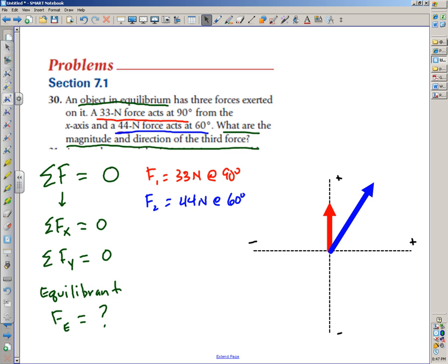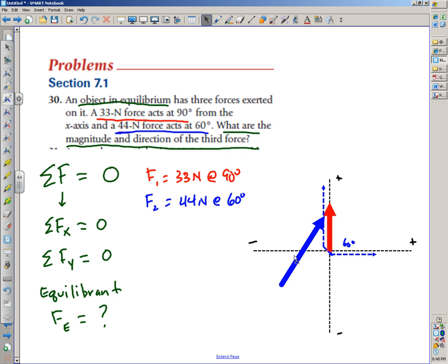We said the first thing we had to do was to split up our forces into components. If you look at F1 though, F1 is already on the y-axis. It doesn't have components. All of that force is on the y-axis, so we don't have to do anything with that force. But the blue one, the 44 Newton force, at that angle we said was a combination of this force this way and this force this way. This is 60 degrees because it told us that in the problem. And now we have our two components.